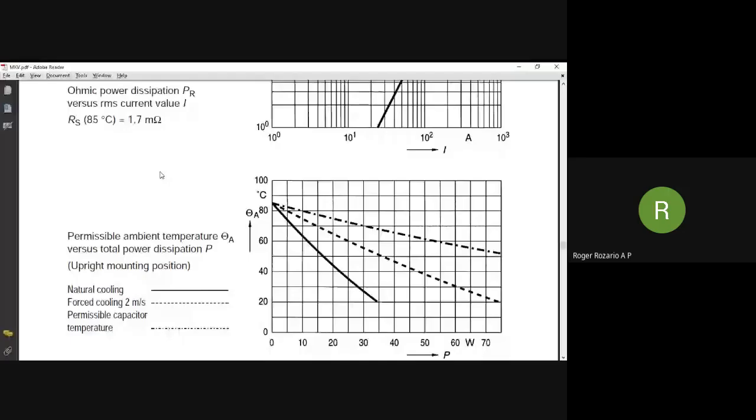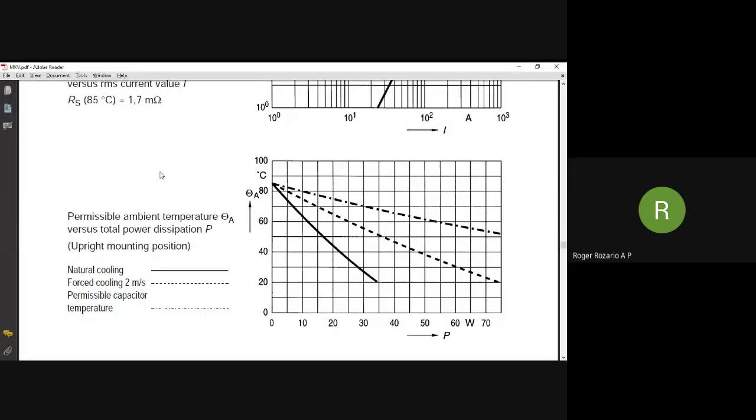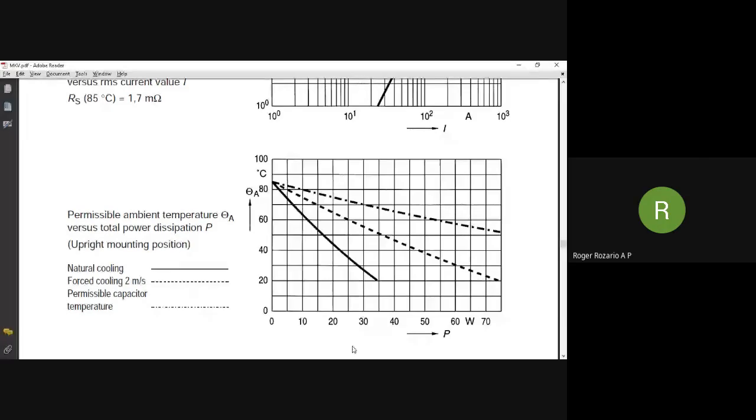See, this is this slide. Can you see the PDF now? Can you see the PDF? Yes, sir.